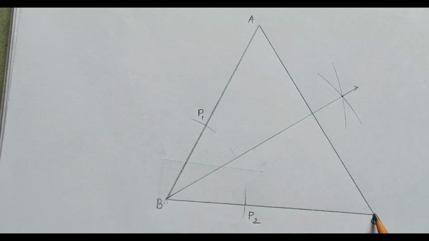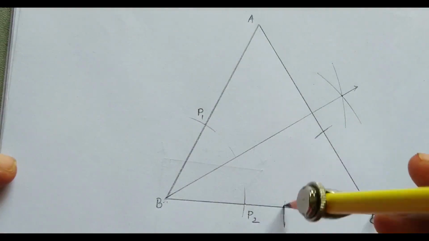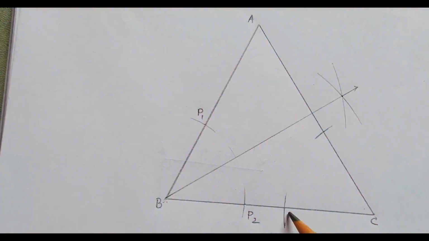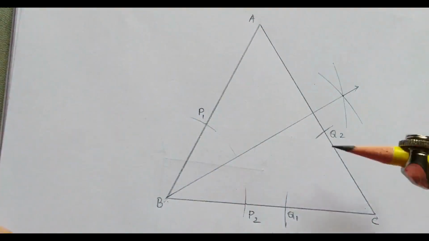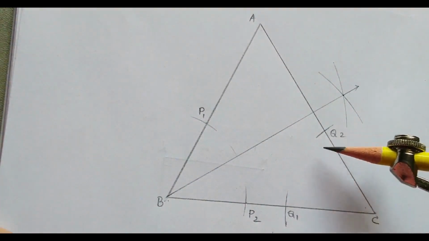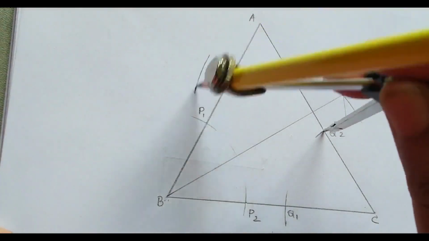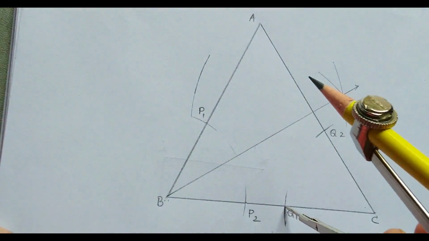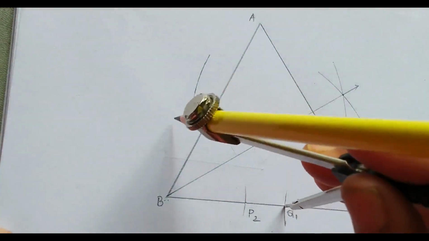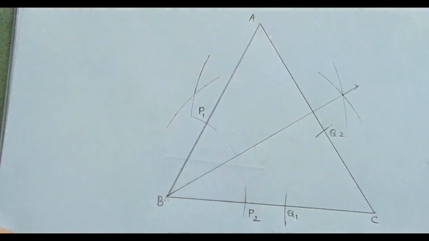Now let's construct the bisector of angle C. Cut two arcs on the arms of angle C. Let's name those points Q1 and Q2. Now with Q2 as center, draw an arc, and with Q1 as center, draw another arc to cut the previous one.